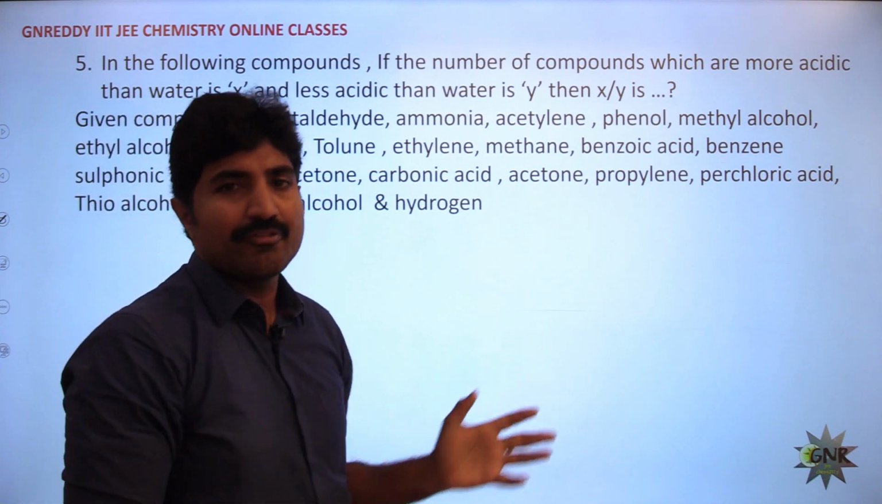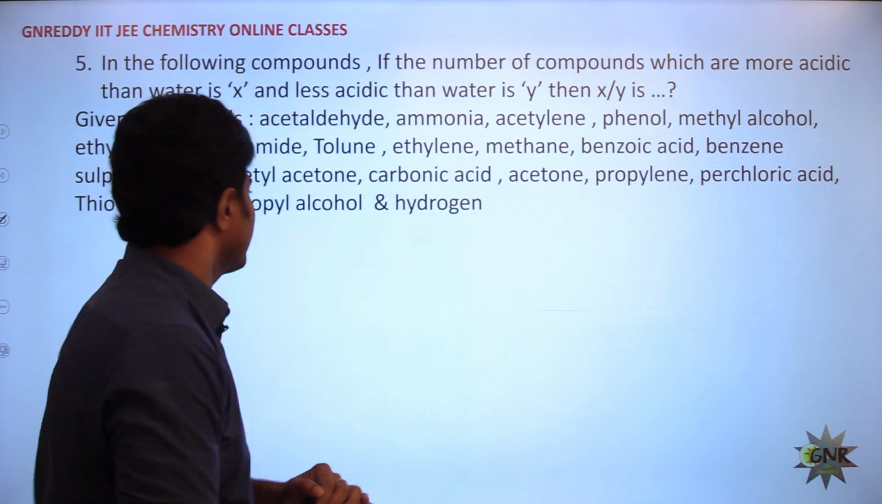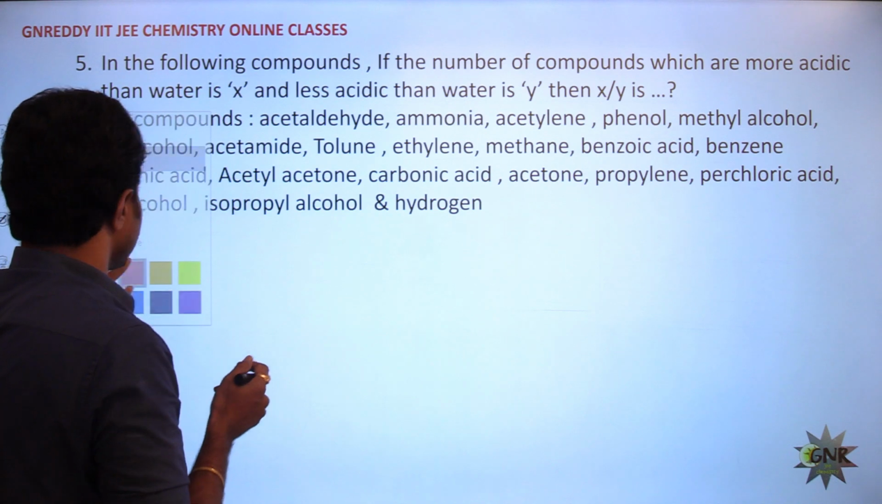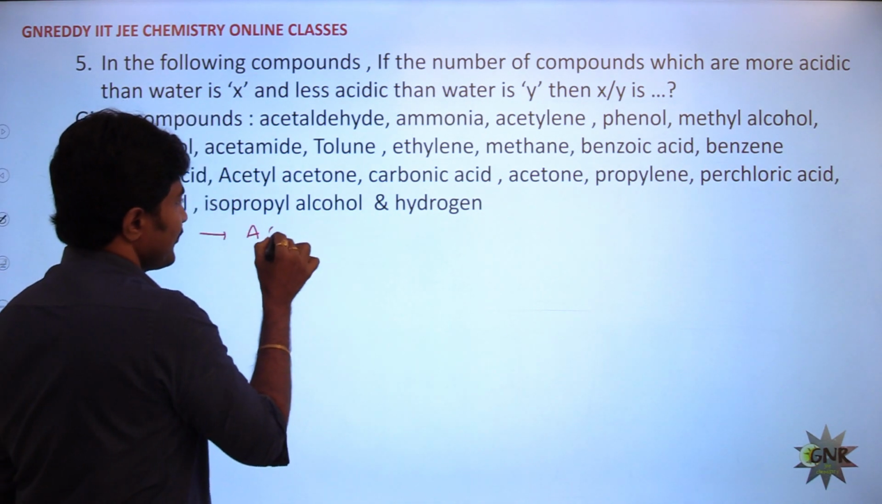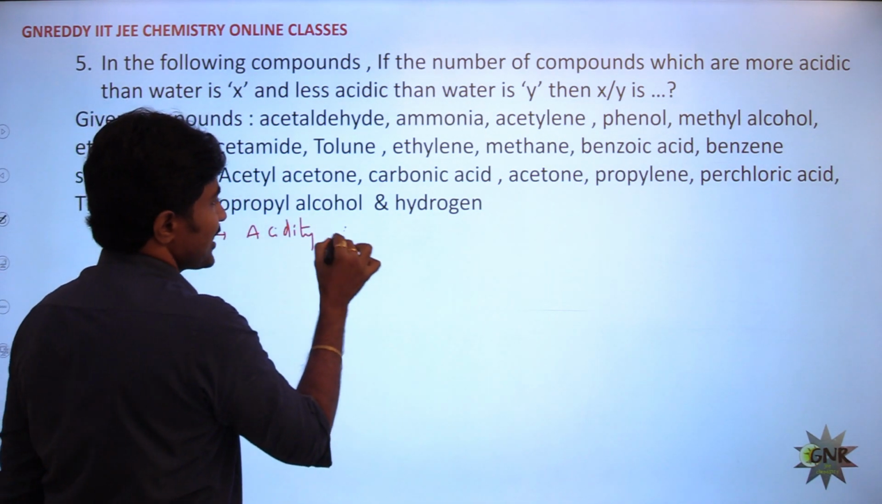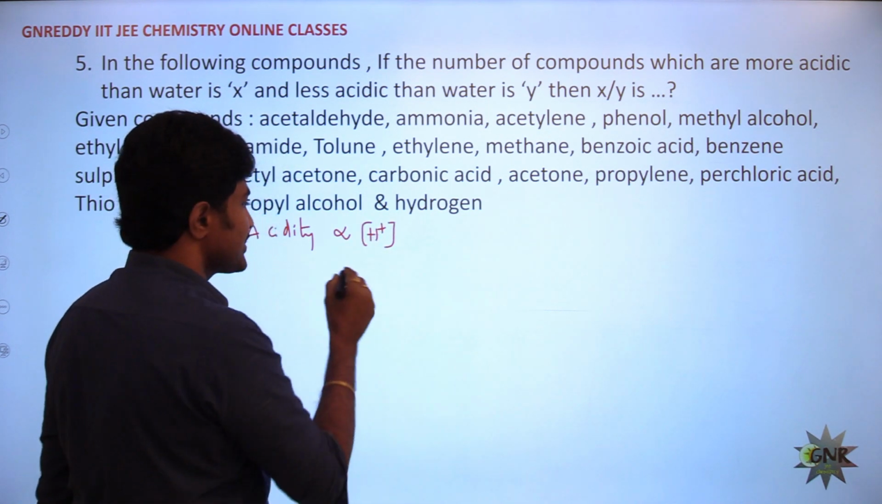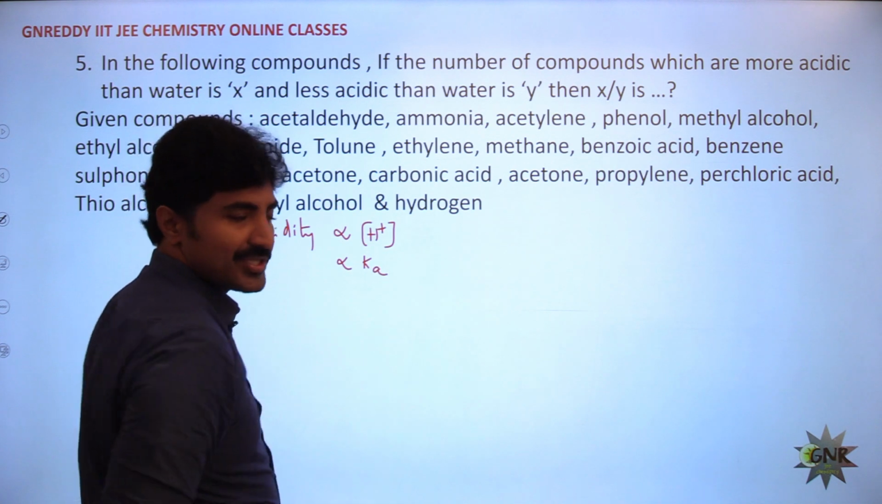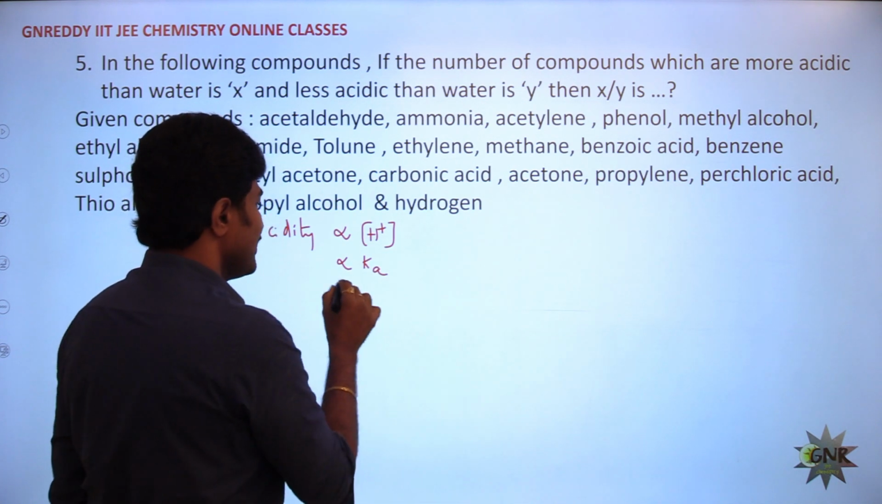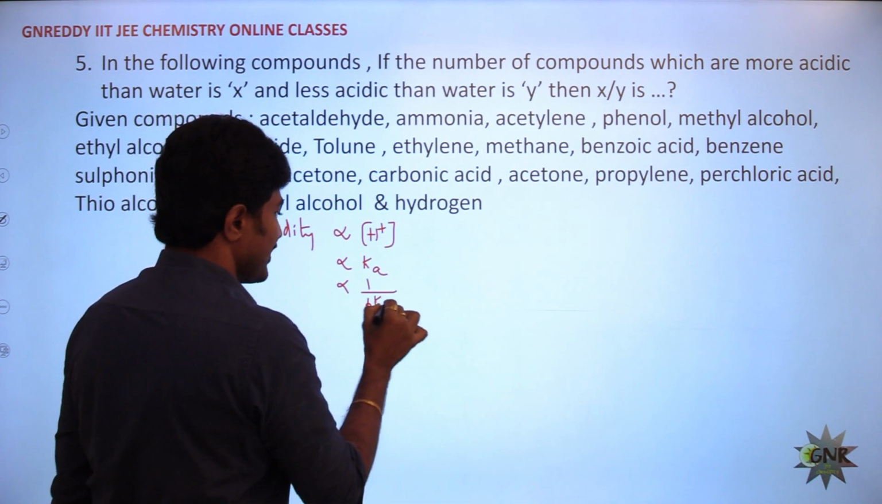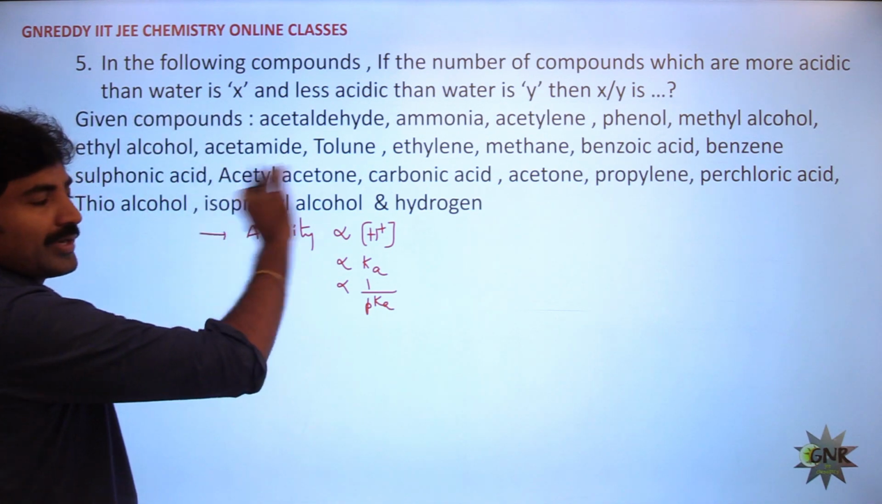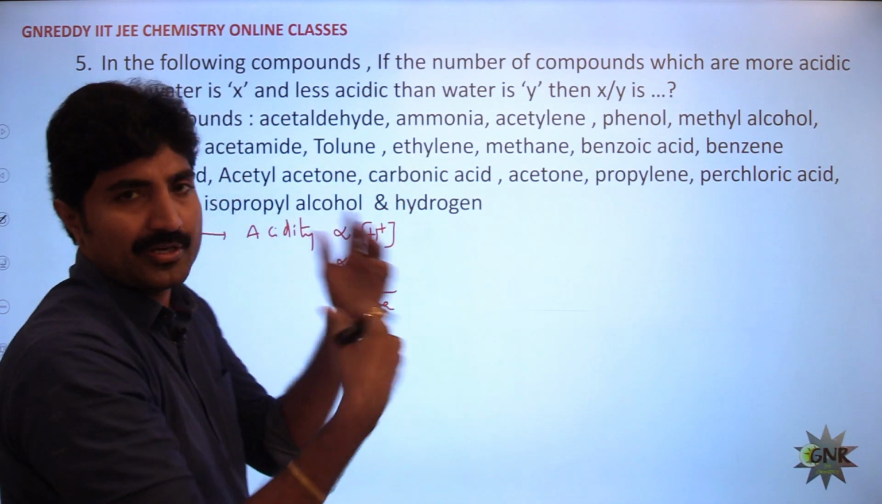Like this, various compounds are given. How do you decide the acidic nature? First of all, acidity is directly proportional to how readily a compound gives H plus. The one with more acid dissociation constant is more acidic, and acidity is inversely proportional to pKa values. Here, these are all different compounds.